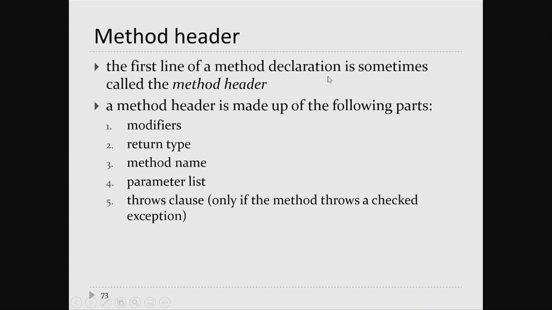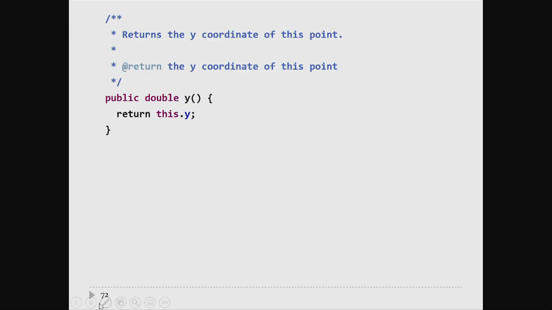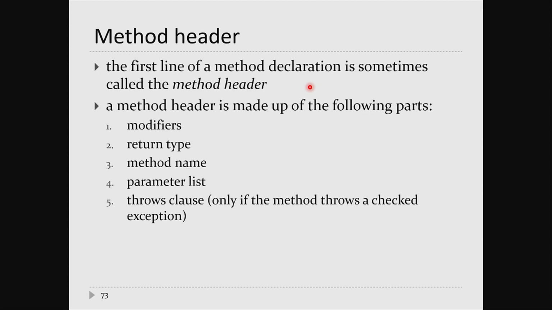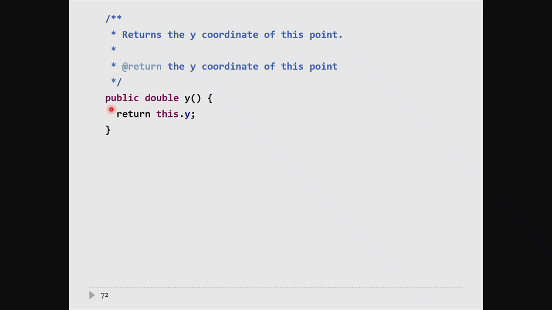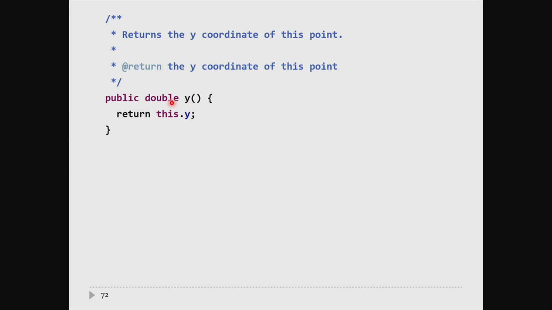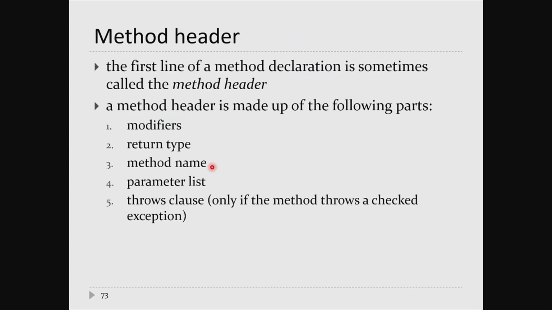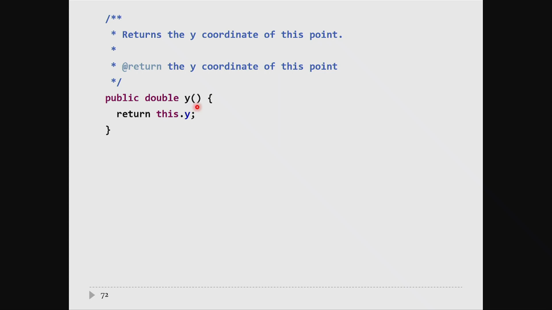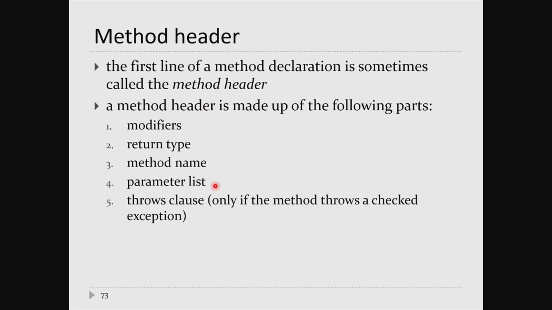OK. So that line, the first line of all the methods that I've been showing you, right? So that line right there, public double y, right, is called the method header. Well, it's sometimes called the method header. Okay. So the method header is always made up of the following parts, right? So you have one, the modifiers, so public, right? Two, you have a return type, right? So here it's double. Three, you have the method name, right? So there it's y. Four, the parameter list, right?